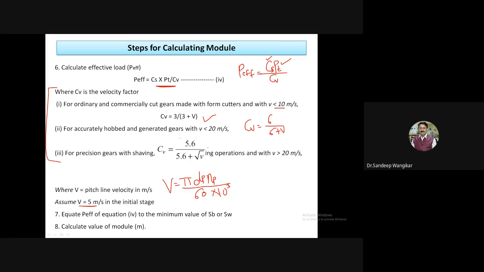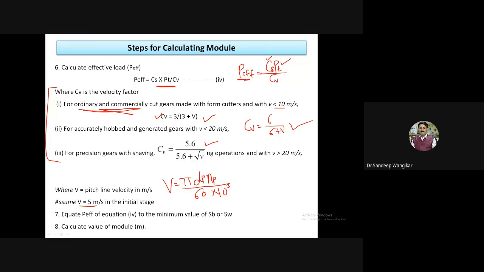Now, if the pitch line velocities are not given, but it is mentioned that the gears are ordinary and commercially cut, directly by taking the help of this word, you can write the first formula. If the gears are hobbed and generated, you can use the second formula. And if they are precision gears, with shaving, gear grinding and super finishing operations, you can use this formula. So with any one of the formulas you can calculate CV, put it in the equation, and you will get P effective.